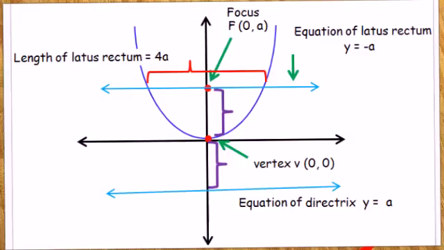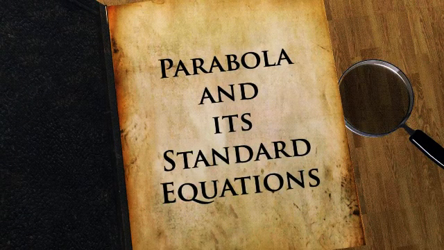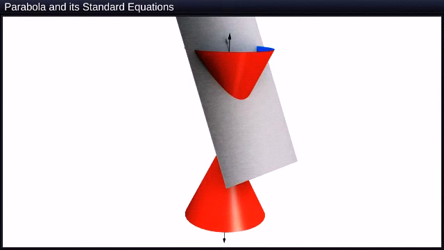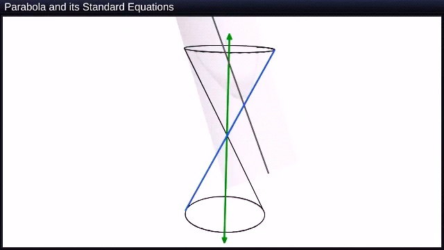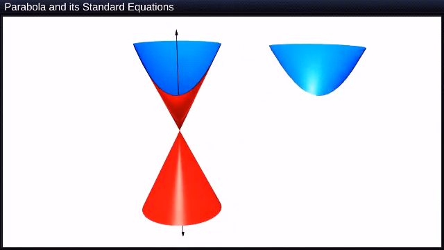In this module, you will learn about the basic terminology of a parabola and to derive the standard equations of a parabola. You know that when a plane intersects one nappe of a cone at any place other than the vertex, such that angle beta between the plane and the axis of the cone is equal to angle alpha between the axis and the generator of the cone, the resulting conic section is a parabola.